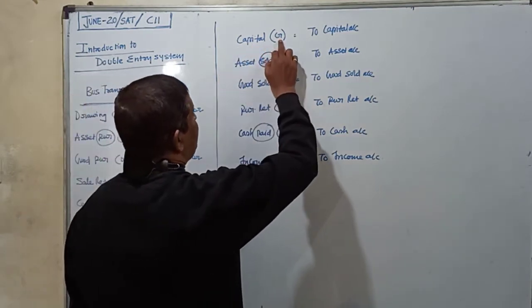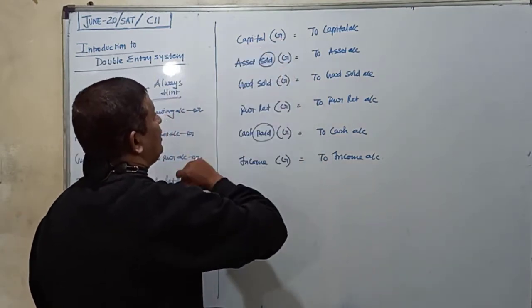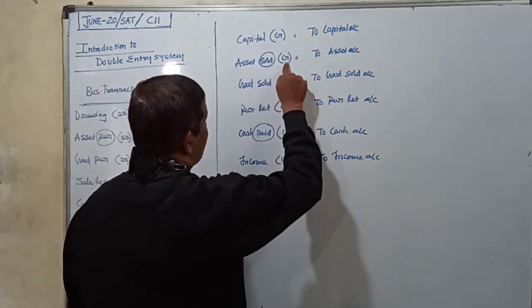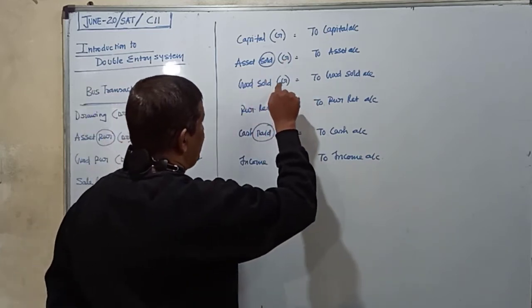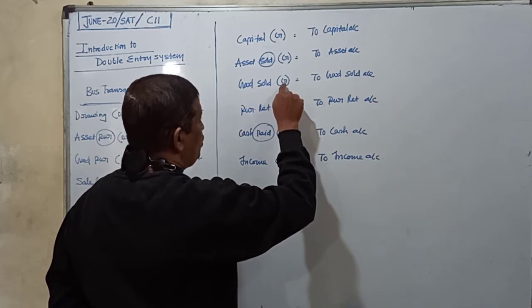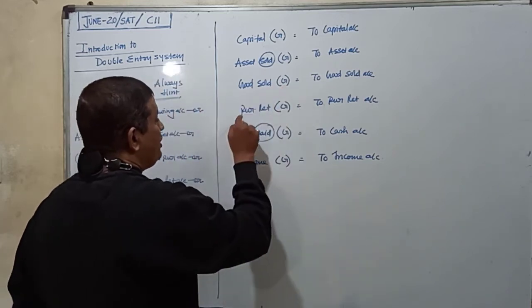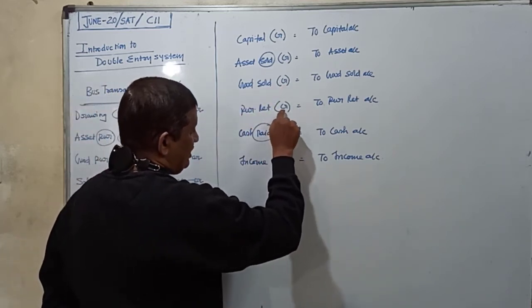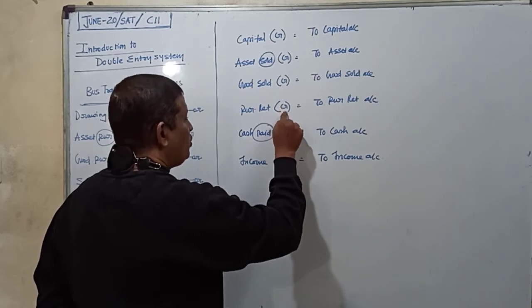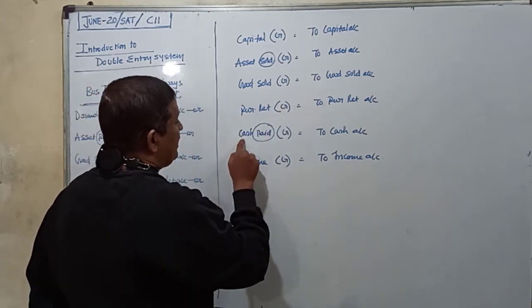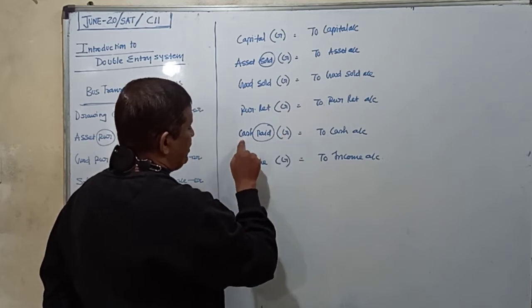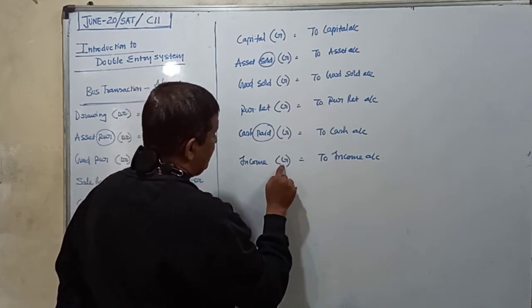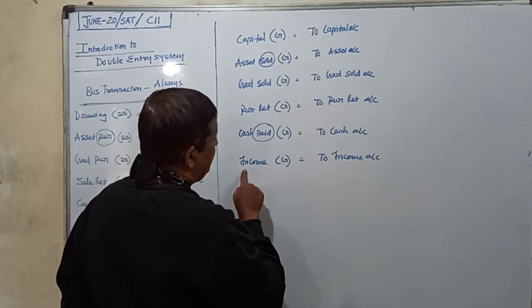Capital is always credited, so to capital account. Asset sold is always credited, so to asset account. Goods sold is always credited means to goods sold account. Purchase return is always credited means what? To, so to purchase return account. Cash paid is always credited means to, so to cash account. Income is always credited, so to income account.